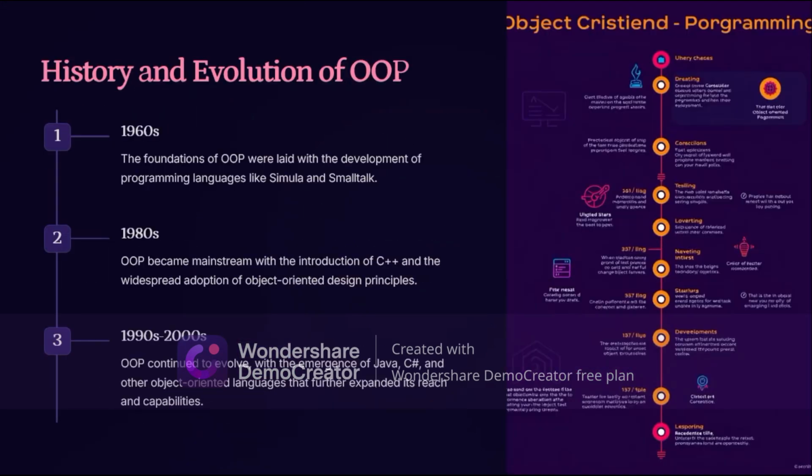This is the evolution of OOPS. It evolved in the 1960s, when Simula and Smalltalk were the languages developers used. In the 1980s, OOPS became more mainstream for development, when C plus plus was introduced. That time we started using the OOPS concept. And in the 1990s and 2000s, different languages emerged in the market, like Java, C Sharp, and many others, all based on the OOPS concept.